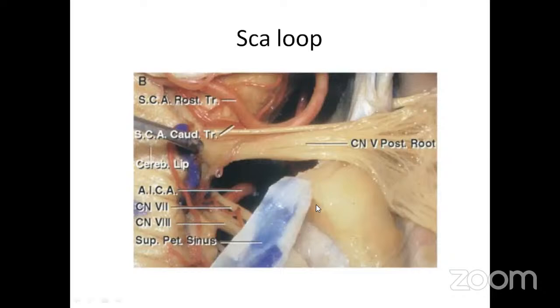In this diagram, we can see the loop of superior cerebellar artery. The superior cerebellar artery comes in contact with the posterior root of trigeminal nerve at the division of superior cerebellar artery. The superior cerebellar artery divides into rostral trunk and the caudal trunk.